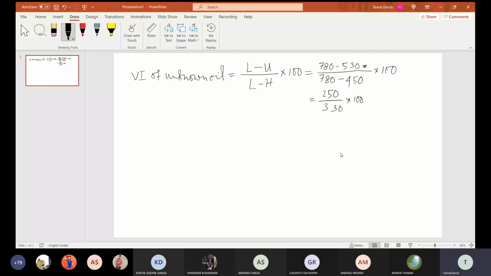So this value is, how much is the value? Sir, 75.76. 75.76. Okay, so this is the viscosity index of the unknown oil that was calculated. So this was the first numerical.